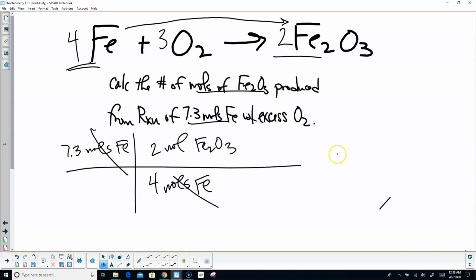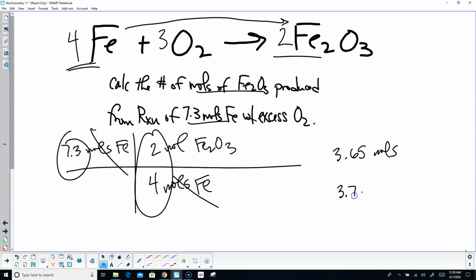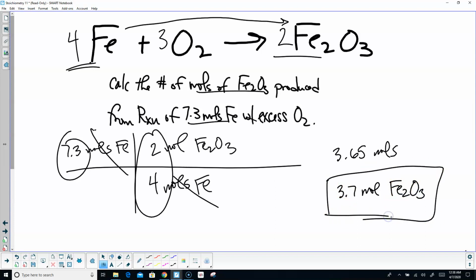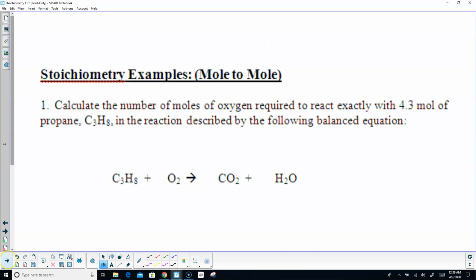Lo and behold, you get 3.65 moles. Now we have to observe sig figs because that only had 2. These don't count because those are not measurements. That is a definition. All right, those are exact numbers in that balanced formula. So we have 2 sig figs, 3.7 moles, and you should label this iron 3 oxide because we have 3 different substances here. So you should be telling us 3.7 moles of what. Well, that's as easy as it gets. I mean, that's all there is to it.